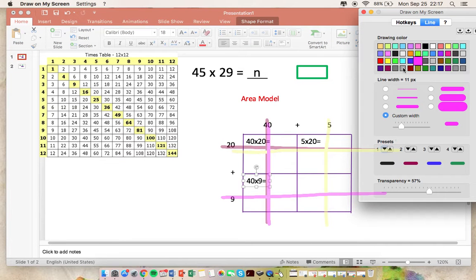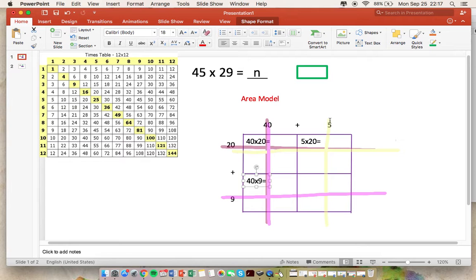And I want to see what goes in this last box. So I'm going to pick another color. I'll do red. I'm going to start with my 5. Go straight down. 9. Go straight across here. And it looks like they meet here, so I know that this must be 5 times 9. Oops, sorry. Again, moving that to the top.